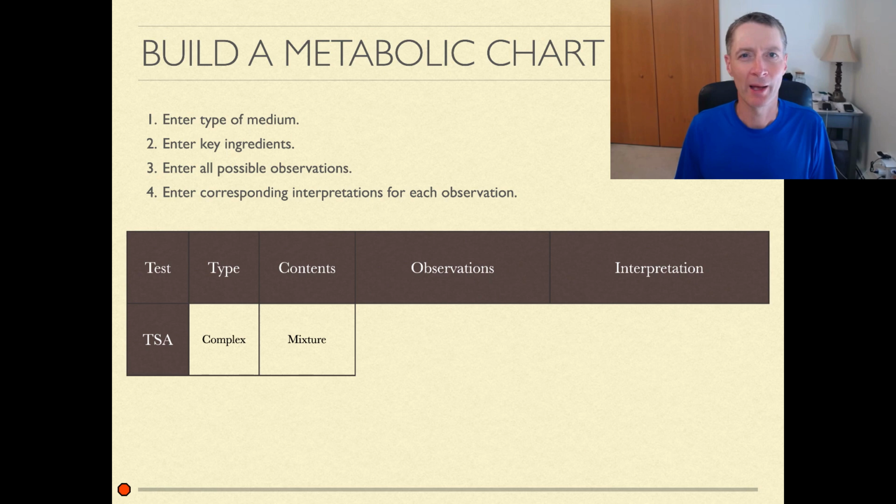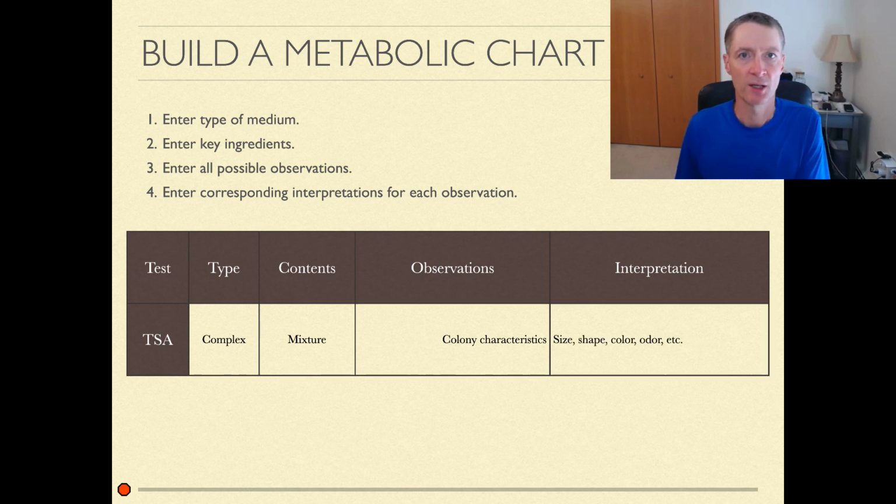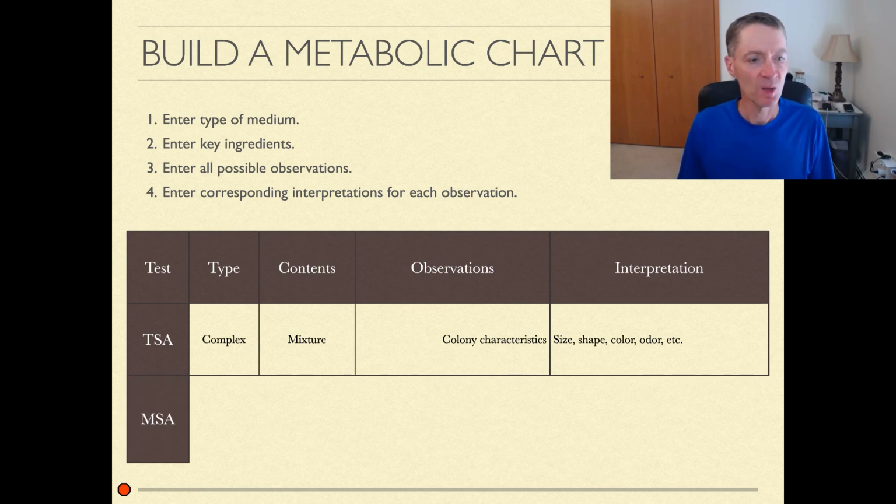Well, there's a whole lot of stuff there, right? We didn't really go into the details, but we just said that there was a mixture of lipids and carbohydrates and all the things that cells need to survive. So we just write a mixture there. What are we looking for in a TSA plate? Well, we're looking at colony characteristics. Size of the colonies, shape of the colonies, if they're elevated, right, the odor, all of those things. And then we're going to have an interpretation based on that. We're going to write down all of those things.